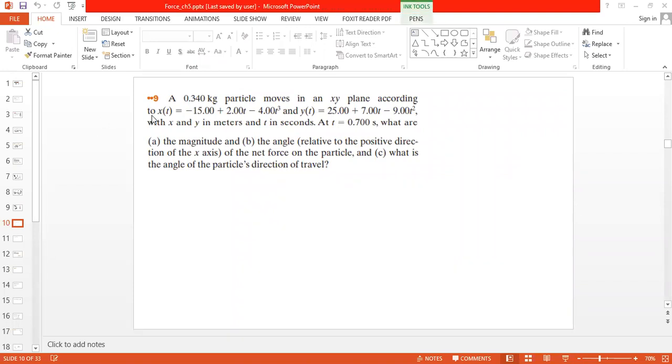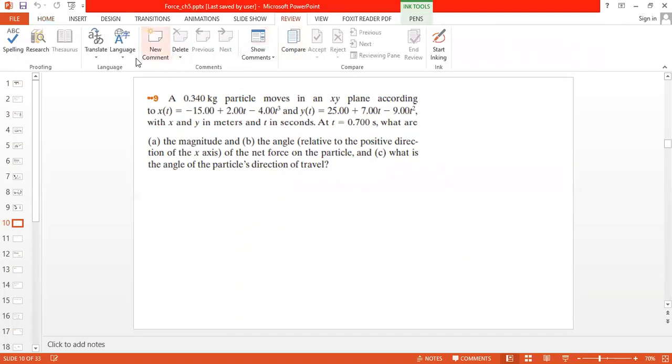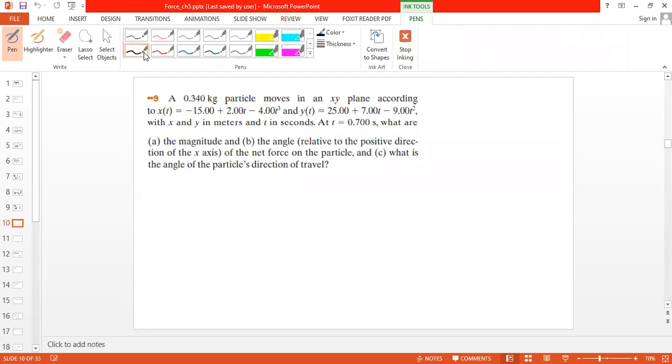Yes, sir. Okay, so they're asking for the net force. We know the net force F net equals m a, and since the object is moving in the xy plane, we can say F net is equal to m times (ax i plus ay j). This is acceleration: ax i plus ay j. ax is the x component of acceleration, ay is the y component of acceleration. This is what I have to find out now.